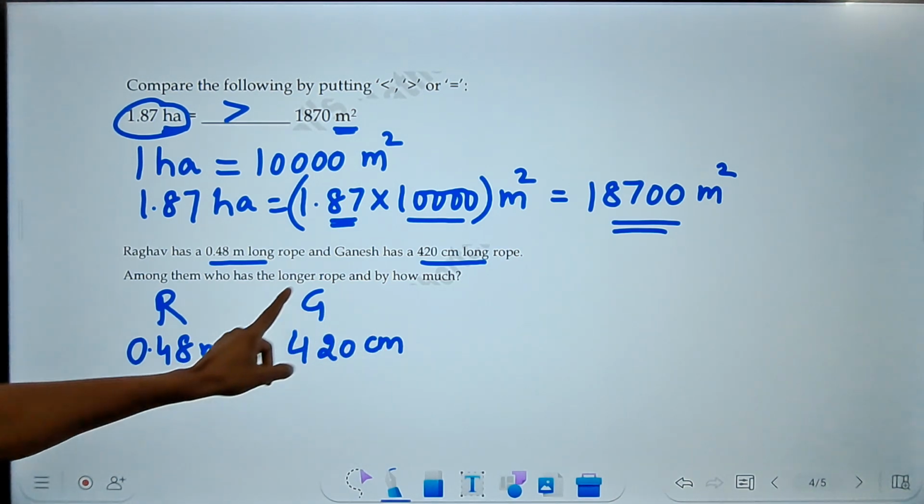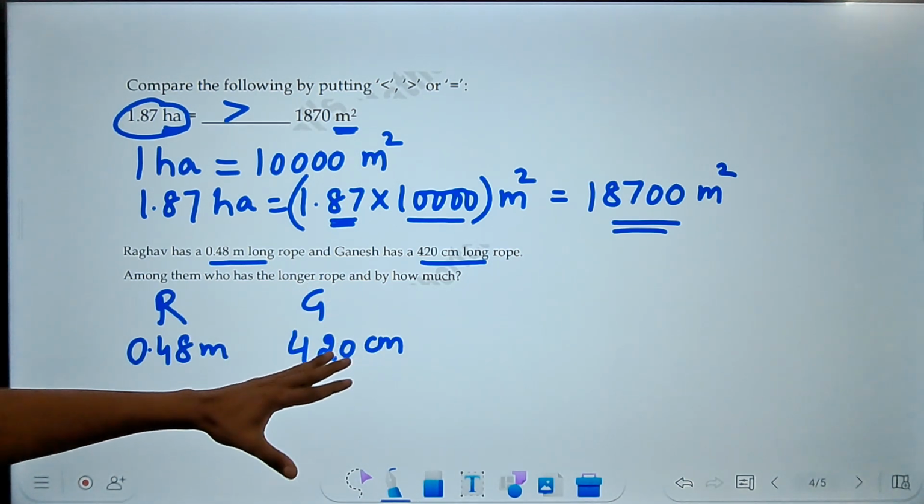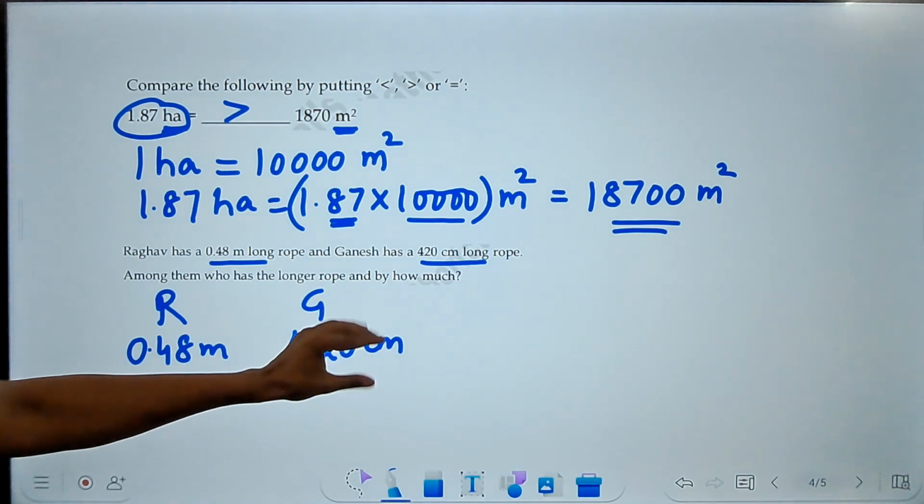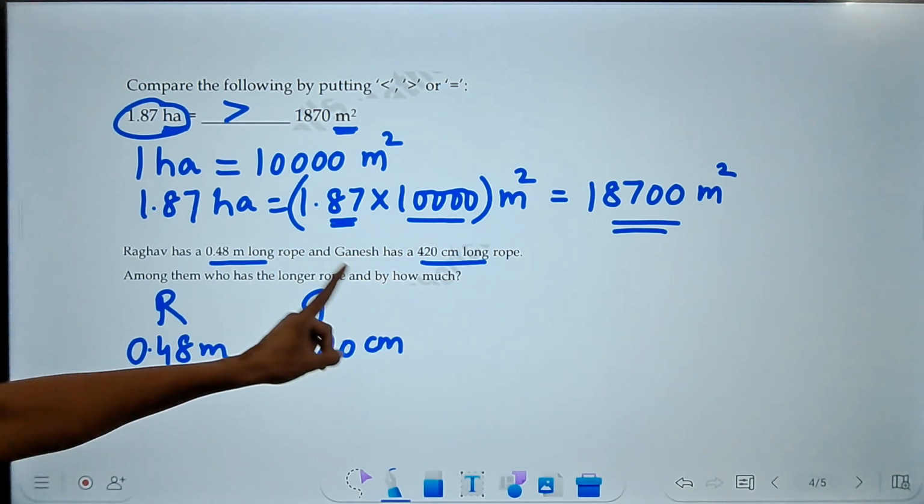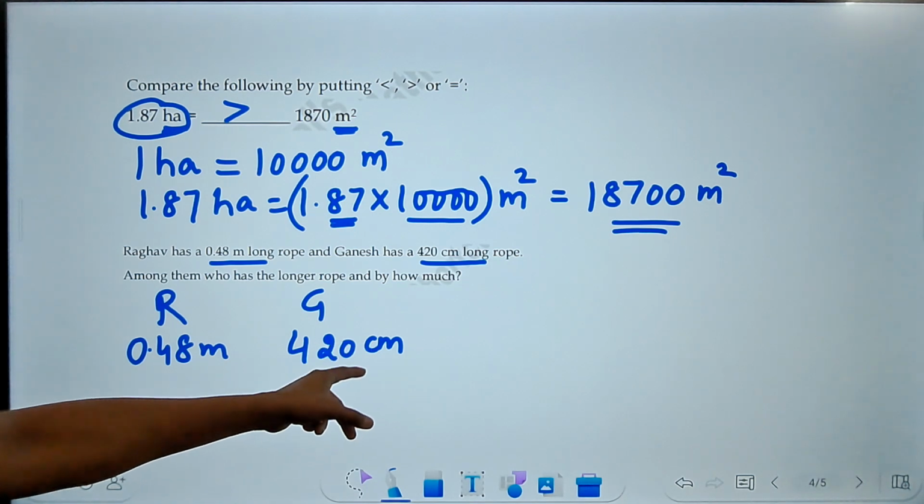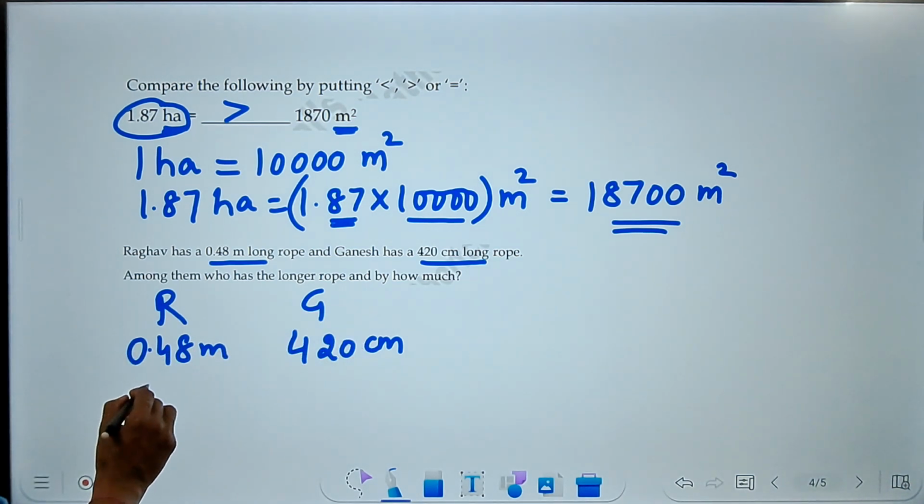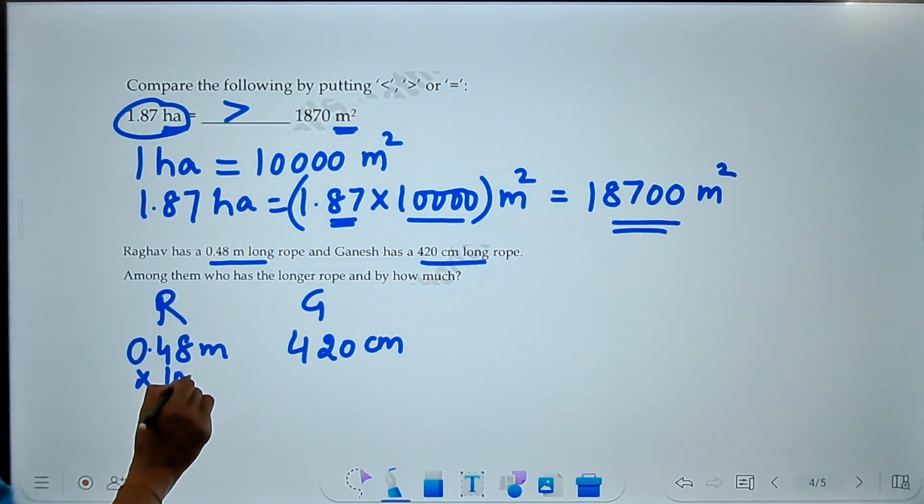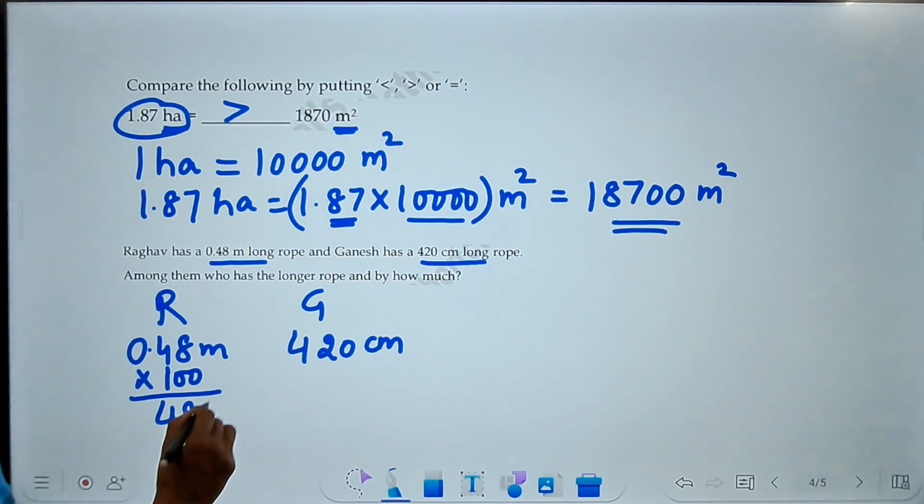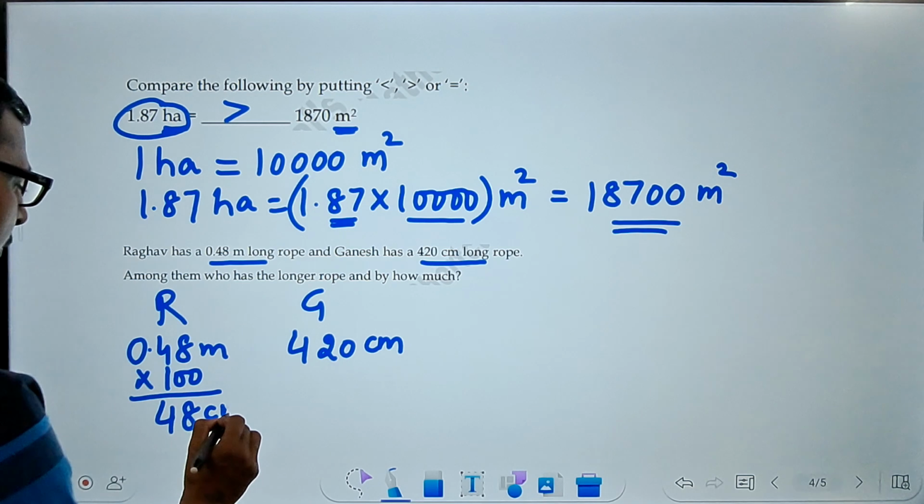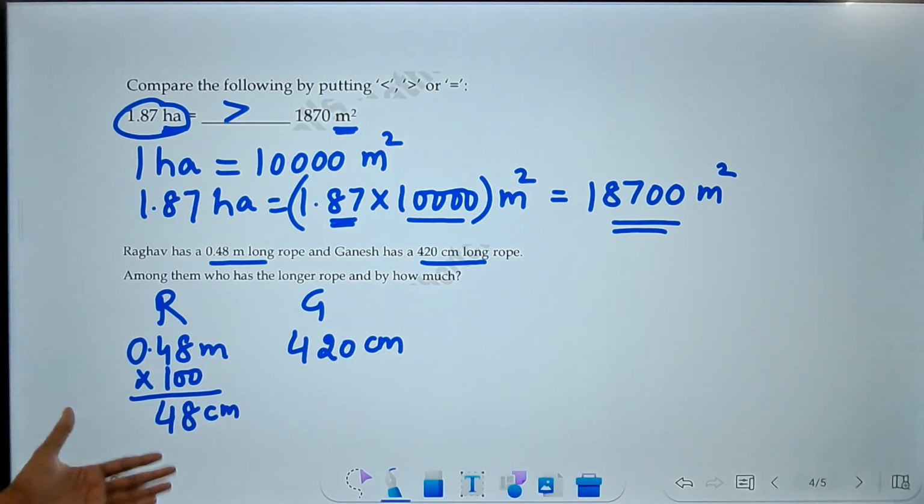Meter is a bigger unit, centimeter is a smaller unit. So either you can convert meter to centimeter, which is easier. Convert centimeter to meters will involve division, which I don't want there. So if you multiply this by 100, you will get 48 centimeters, right? So 0.48 meters is just 48 centimeters.